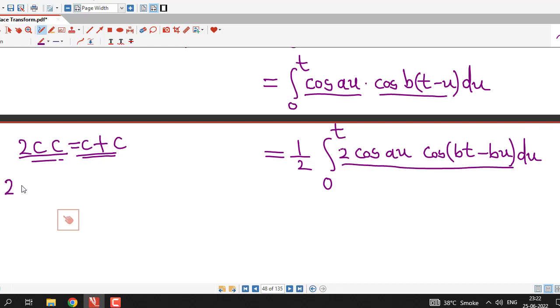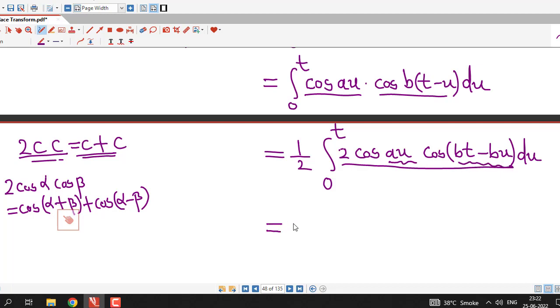That means if we have 2 cos alpha into cos beta, then that can be written as cosine of alpha plus beta plus cosine of alpha minus beta. Here alpha is a into u and beta is bt minus bu. Now we use that formula and then we will integrate.